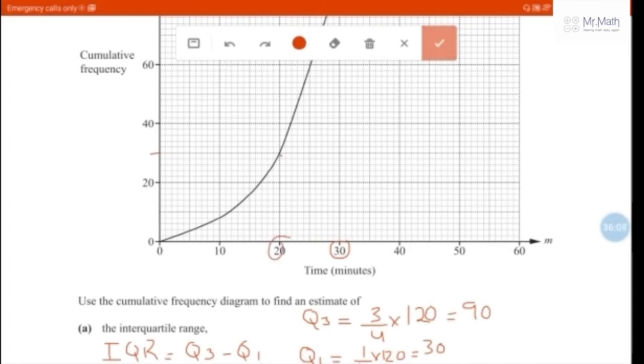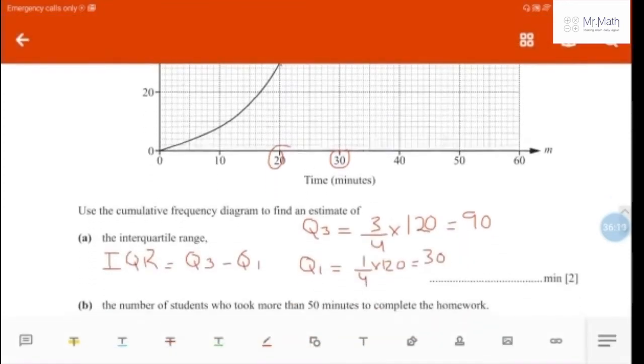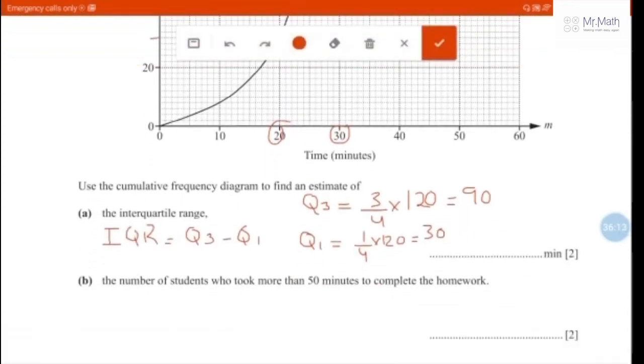So the interquartile range is 30 minus 20. So it is the difference between these two, which is equal to 10. So the interquartile range is 10 minutes.